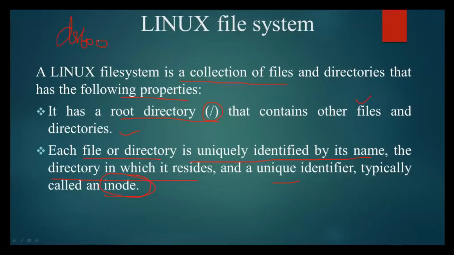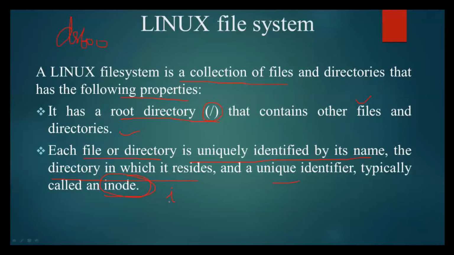If I give a unique Aadhaar number, the entire information about that particular person can be retrieved. The same case applies here for each directory or each file I create: the kernel, internally by itself, will assign a unique number. That unique number we call the inode number. This inode number we indicate as i.